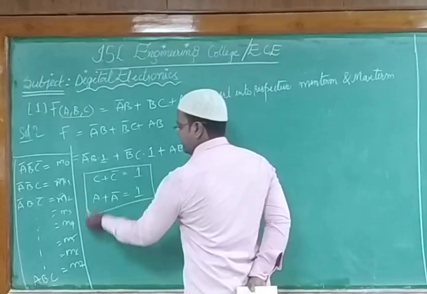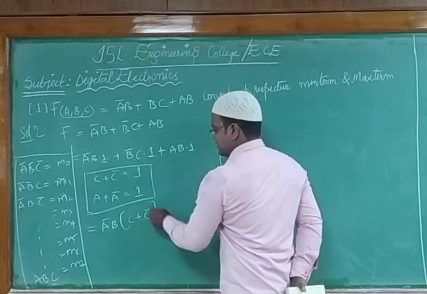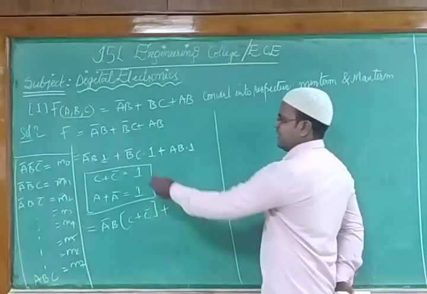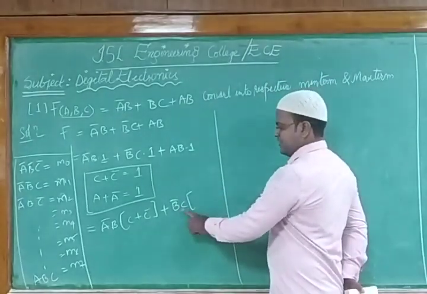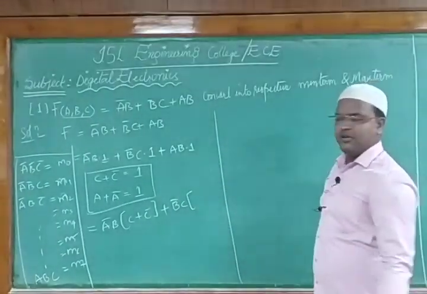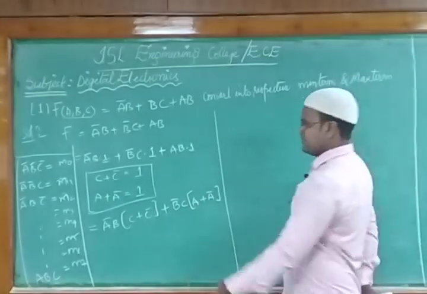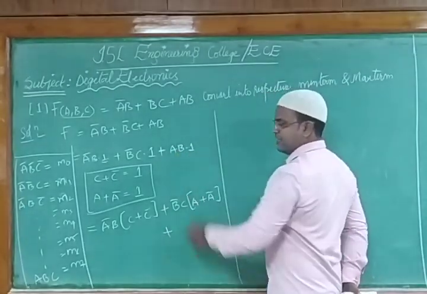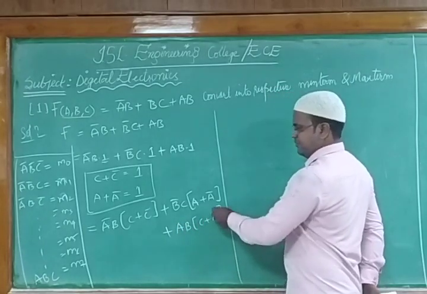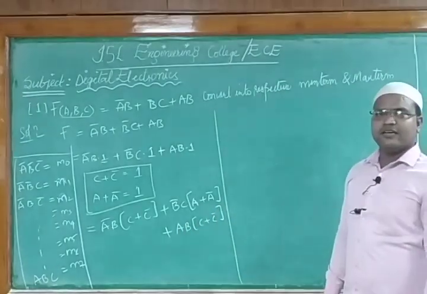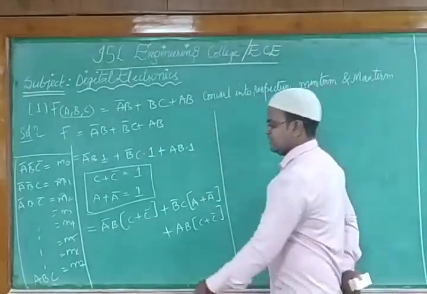So I'm writing A complement B, and the 1 is nothing but C plus C complement, plus the second one B complement C as it is. B is there, C is there. Which literal is not there? A is not there. So we'll multiply by A plus A complement, plus we do have AB here. C literal is not there, so we'll multiply AB into C plus C complement. Next, we need to multiply this common factor with both terms.